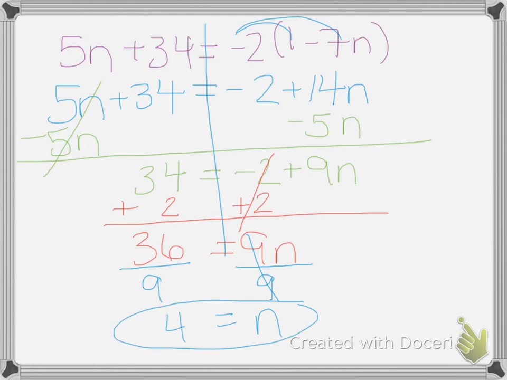So n equals 4 is my answer, and again I have one solution. This is telling me that the only way to make this true is when n is equal to 4. Then both sides of the equation will be equal.